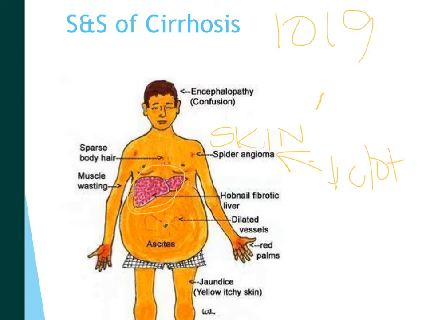You look at, for instance, the neurological. You have hepatic encephalopathy, peripheral neuropathy, ascites. You need to make sure that you understand what these are.